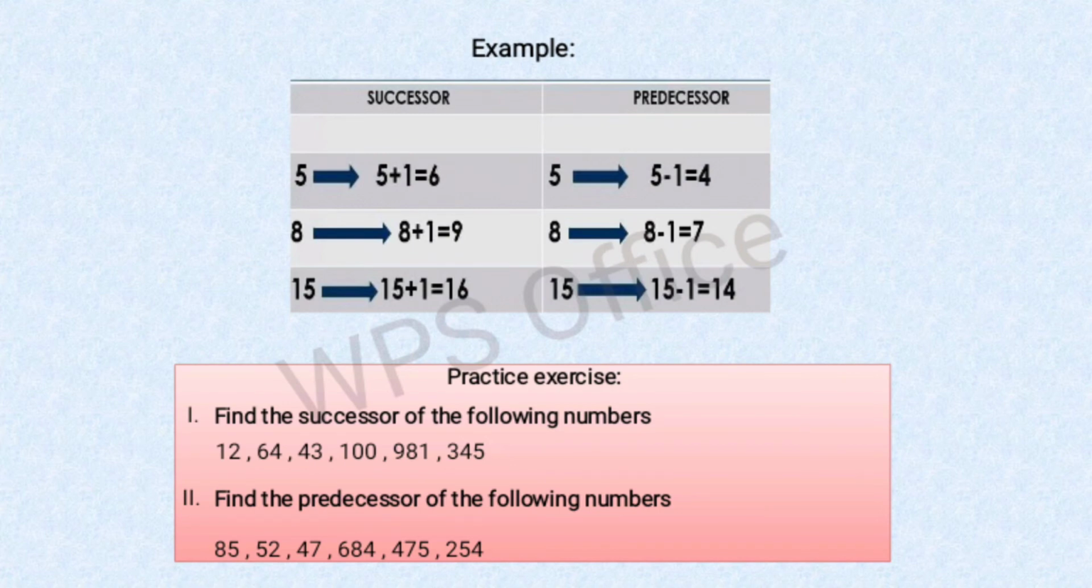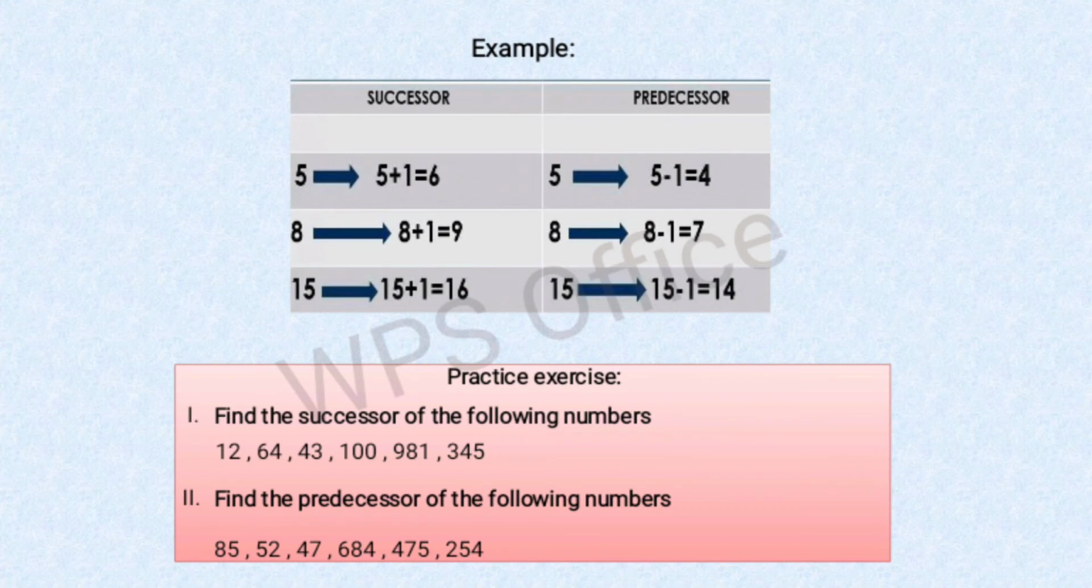Now, what is the successor of 8? 8 plus 1, that is equal to 9, is the successor of 8. And 8 minus 1, that is 7, is the predecessor of 8. 15. 15 plus 1, that is equal to 16, is the successor of 15. And 15 minus 1, that is equal to 14, is the predecessor of 15.